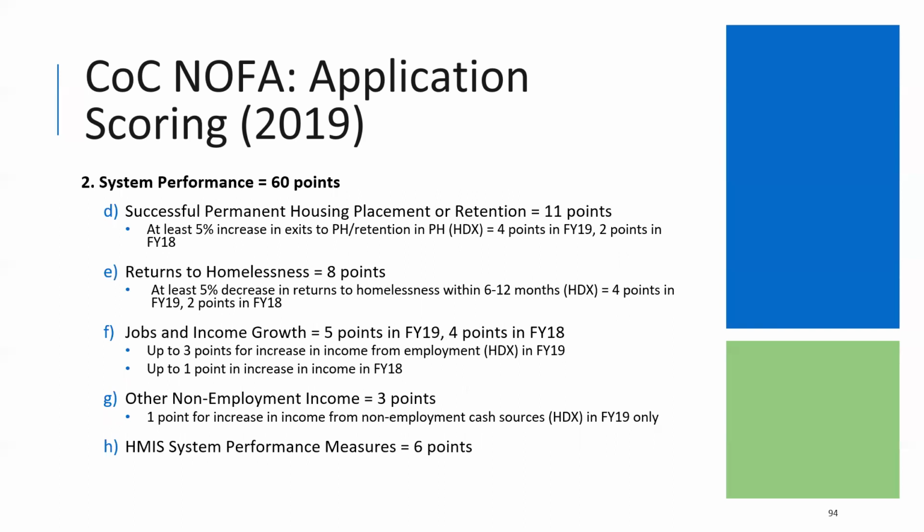HUD looks at successful permanent housing placement or retention. So what percentage of folks are exiting to permanent housing or for PSH are also being retained in permanent housing. HUD looks at your returns to homelessness within 6 to 12 months, jobs and income growth. So this looks at both increasing your employment income and your non-employment income. And also HUD looks at your system performance measures and whether they were submitted in a timely fashion.